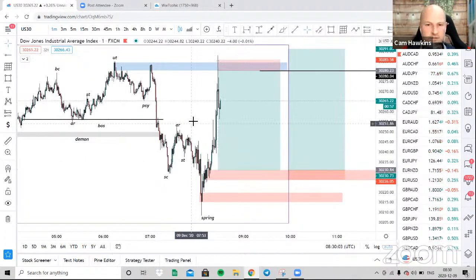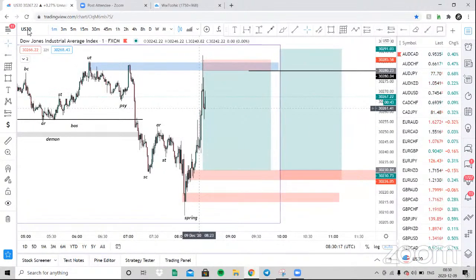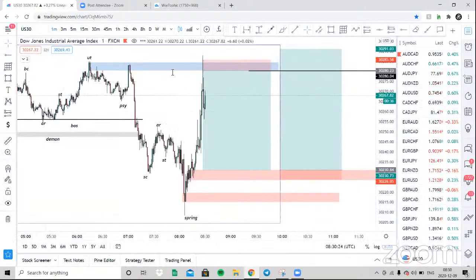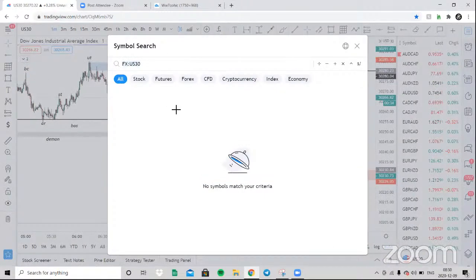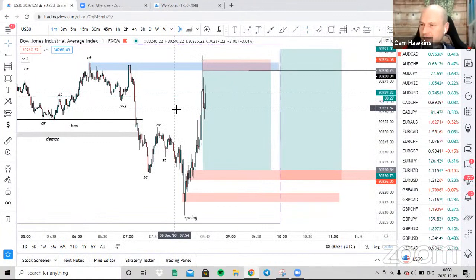And US30, was this on Dow Jones Industrial? What broker was it on? Was it currency.com? I think it's currency.com. Okay, cool. Let's go 5 second chart. Oh god, I've got to upgrade. Are you kidding me? 30 seconds. Ah, damn it. I can't do it.